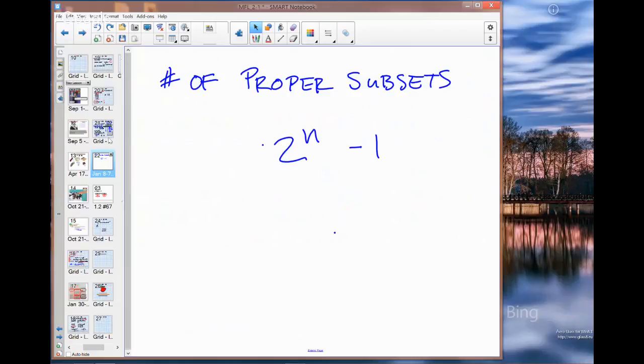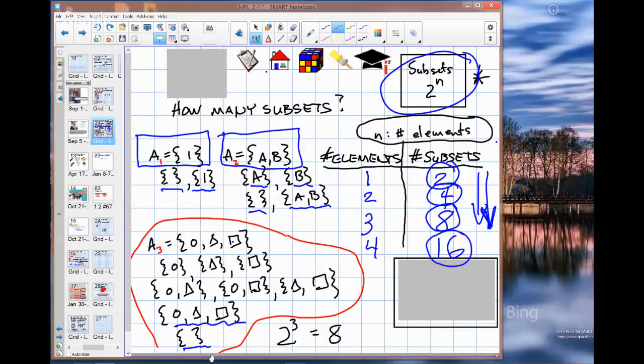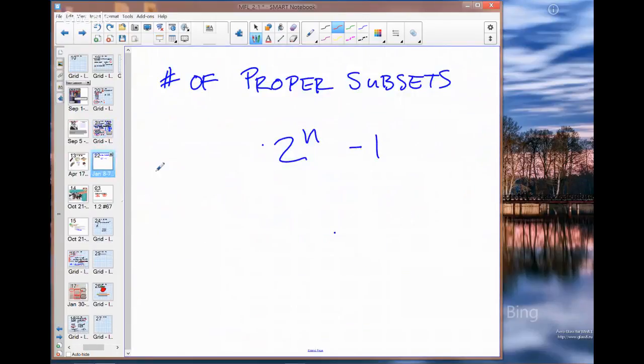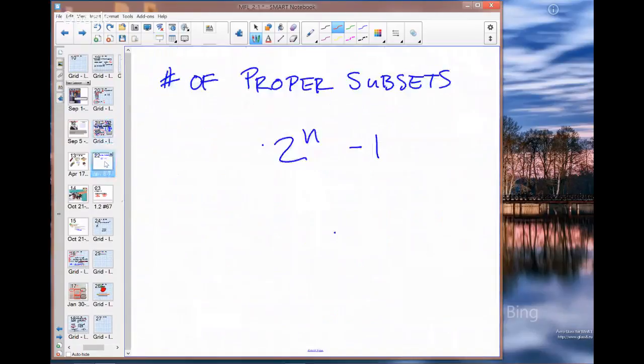So if we just went back here, take a look at these sets I have for set A3 down here. Remember these guys down here. What if I take out the improper one? Well, that's that one. Oh, I've got one less. So this also makes sense. But you don't really have to memorize that. If you learn the one on the top here, the number of subsets is 2 to the n power, then the number of proper subsets is always just one less.